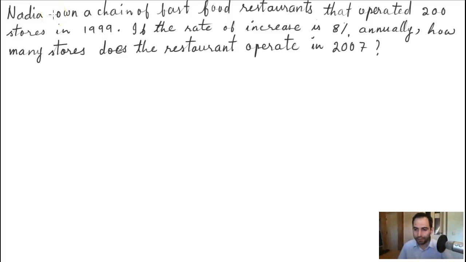So welcome back. We have another example that is related to exponential growth. Nadia owns a chain of fast food restaurants that operated 200 stores in 1999. If the rate of increase is 8% annually, how many stores does the restaurant operate in 2007?